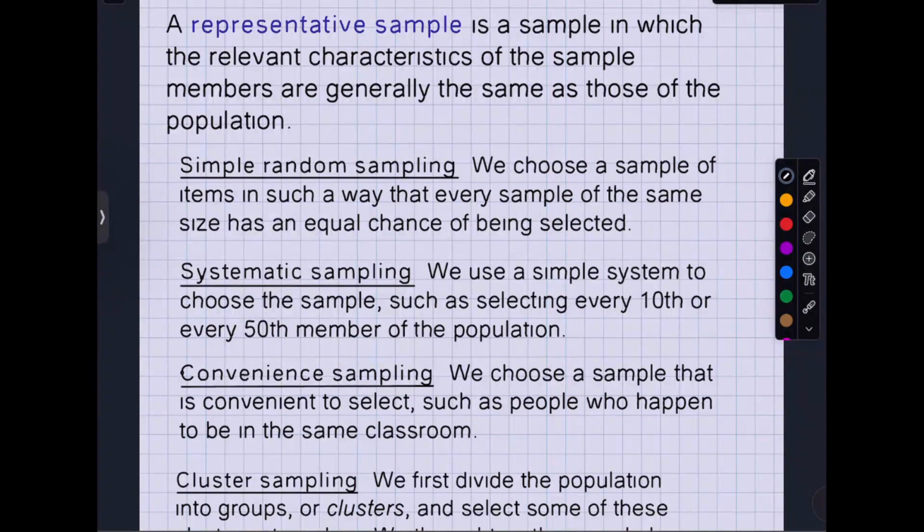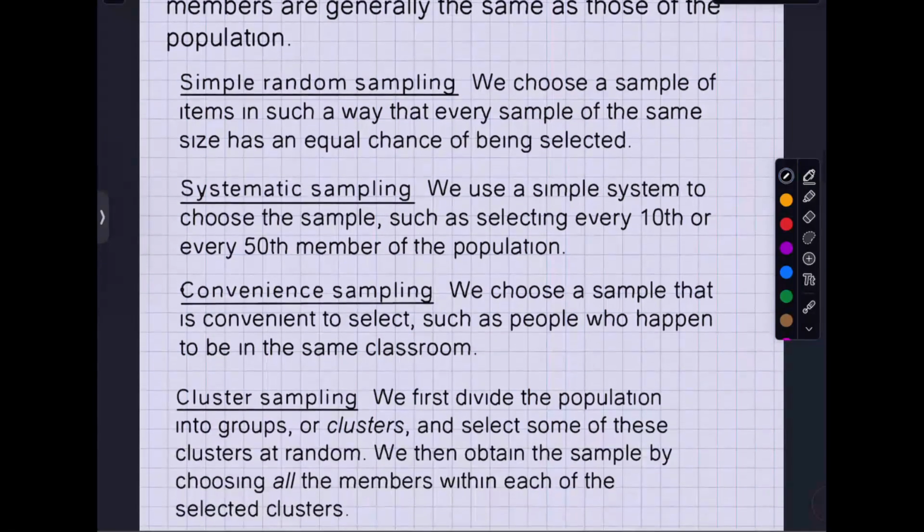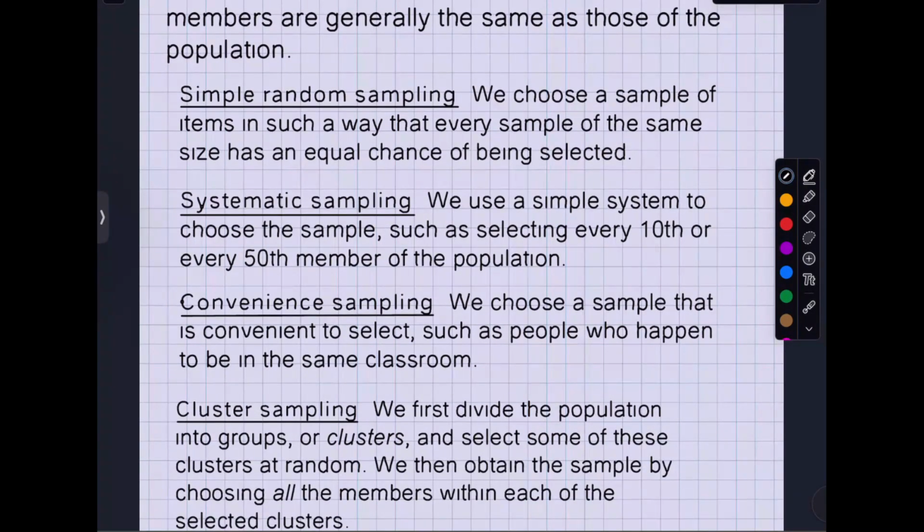So we have different types of sampling possible, right? There's simple random sampling. We choose a sample of items in such a way that every sample of the same size has an equal chance of being selected. Systematic. We're going to knock on the doors of every 10th house, right? That would be systematic.